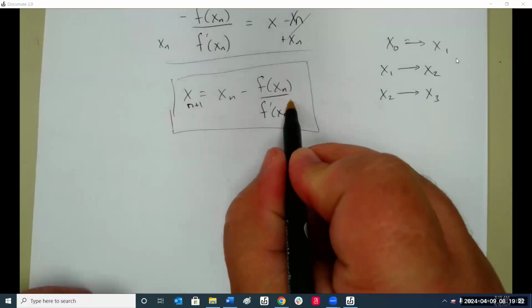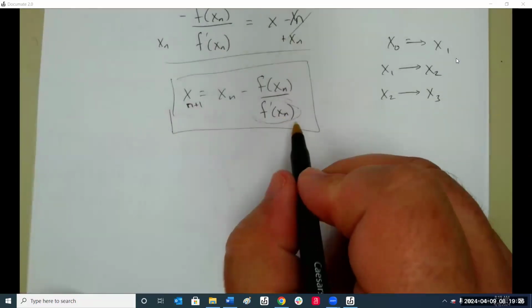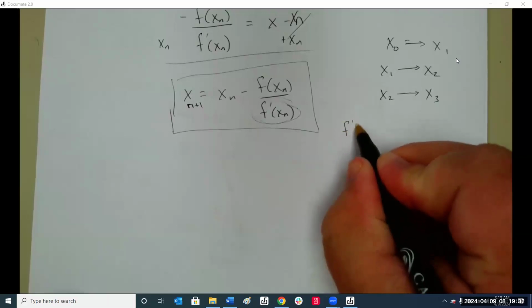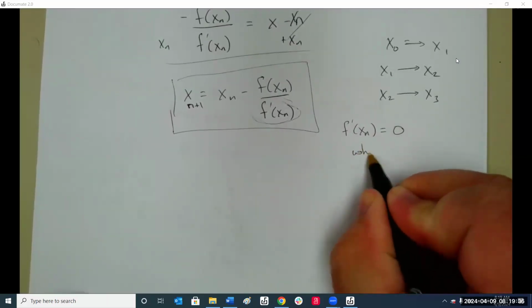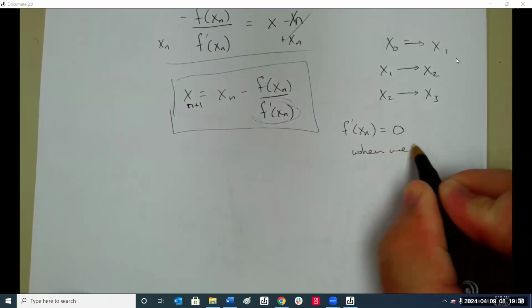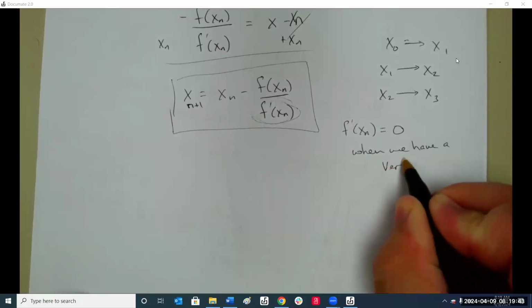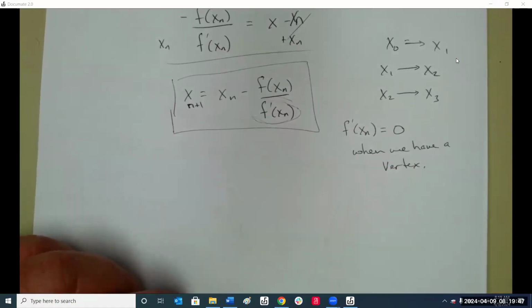We can do this as long as the denominator is not equal to 0. When would the denominator equal 0? The denominator equals 0 when we have a vertex. Why will vertices not help us?